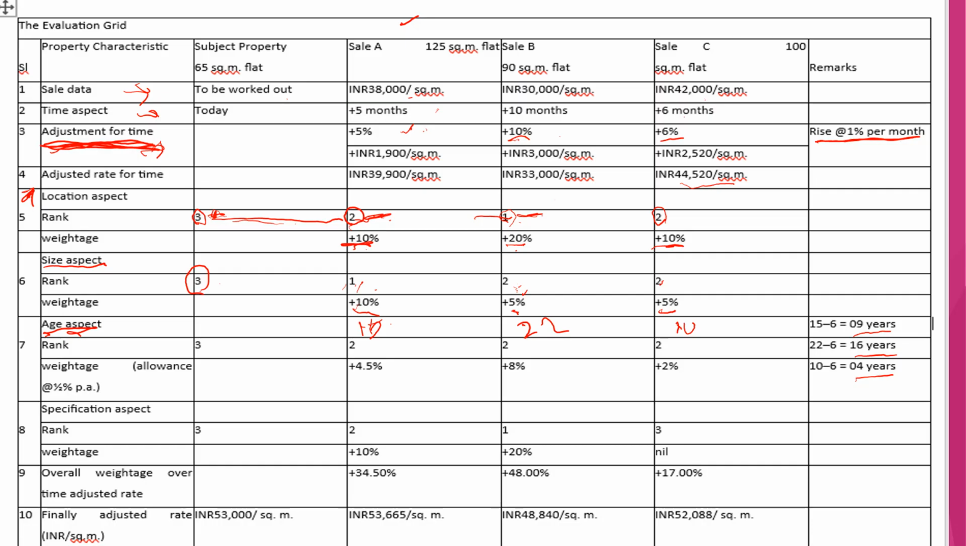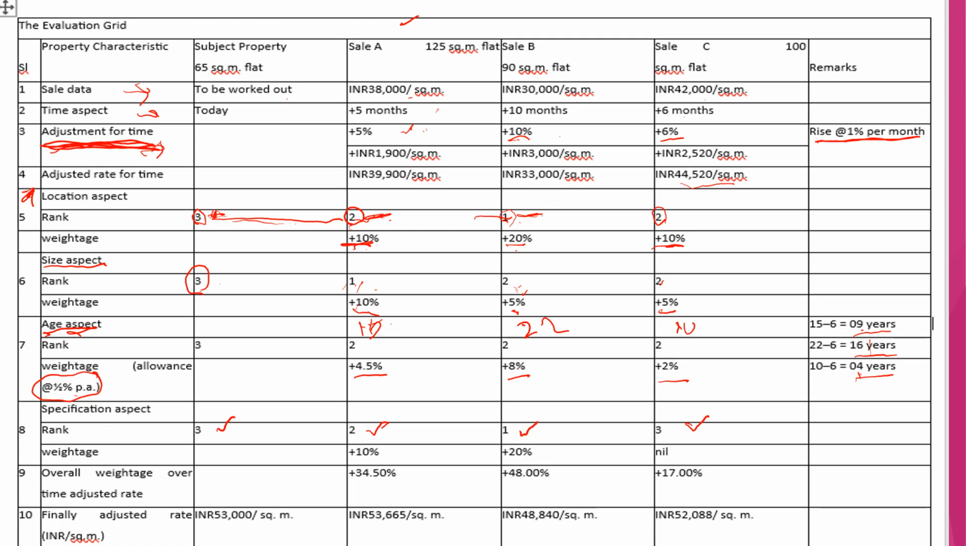So let us apply a weightage at the rate of half percent per annum. So for 9 years at the rate of half percent, it will be plus 4.5%. For 16 years at the rate of half percent per year, plus 8%. And for 4 years at the rate of half percent per annum, it is plus 2%. And then for specifications, our property and the third one are of almost the same specification. The second one is of middle type specifications, with terrazzo flooring. This is of poor quality specifications.